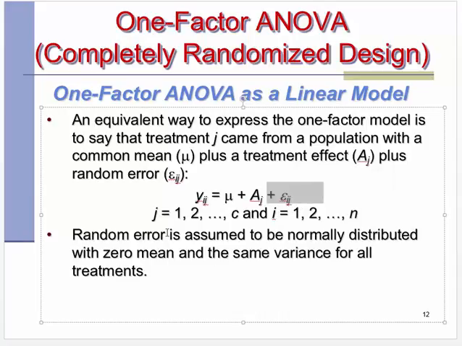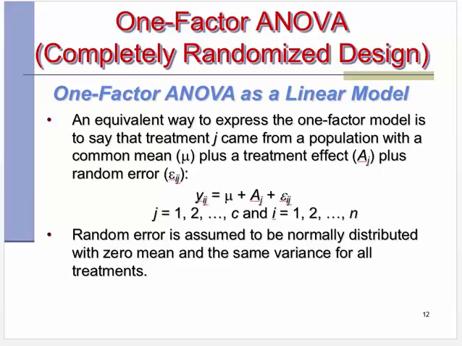So j equals 1, 2, 3, 4, all the way to C. The C is the number of treatments we can have. And i equals 1 through N. That's the total number of observations. Random error is assumed to be normally distributed with zero mean and the same variance for all treatments. That's one of the assumptions. So ANOVA can be expressed as a linear model.